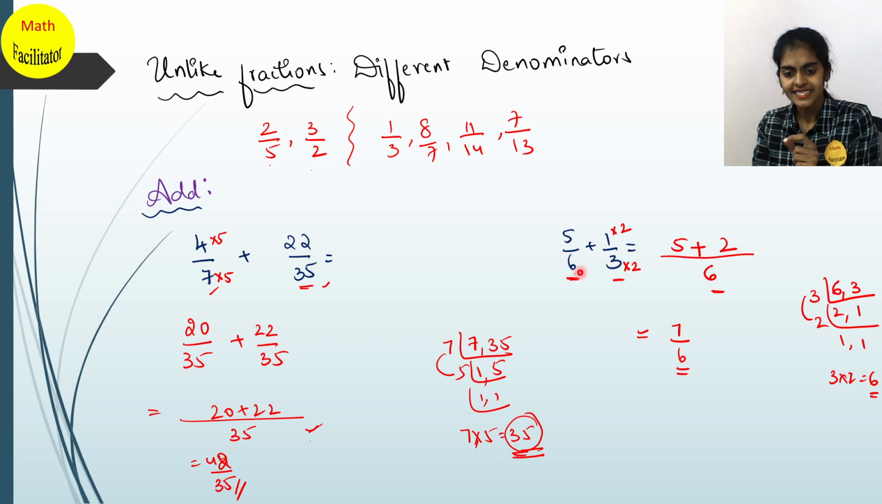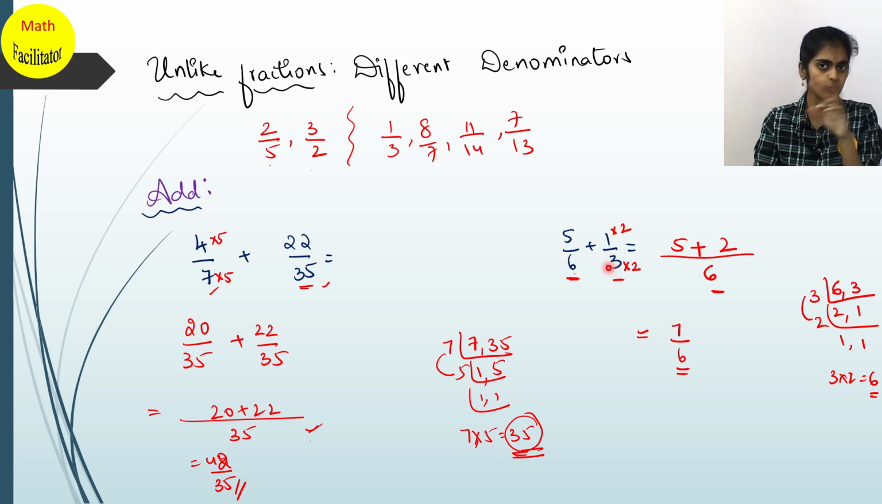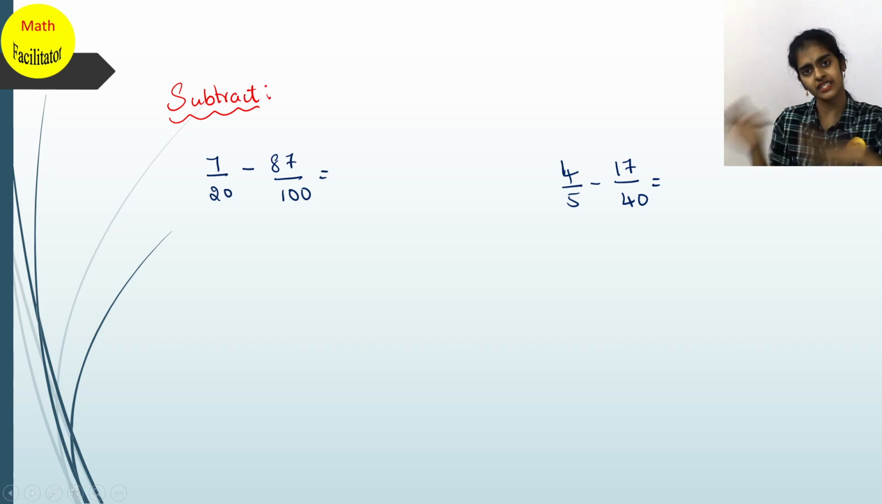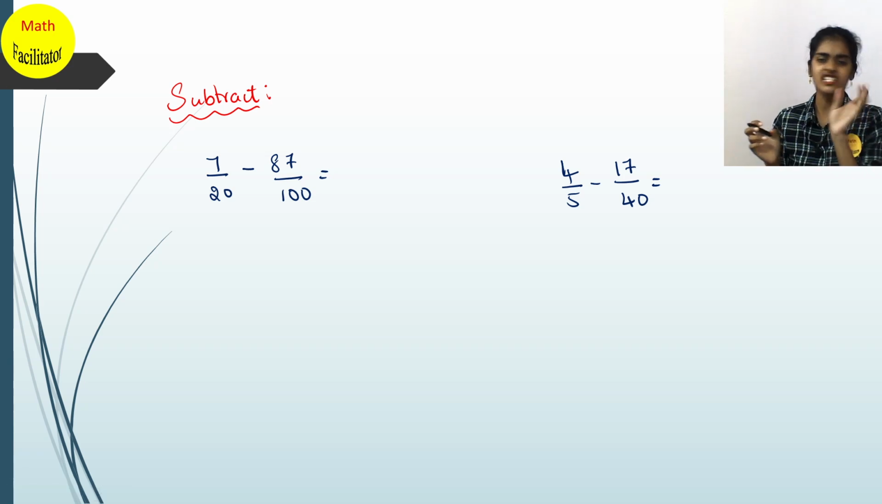Here also you see 6 is divisible by 3, that means you have 6 in the 3 table, 3 2s are 6. So whenever you have it this way, the bigger number will be the LCM. Even without finding the LCM in the rough work, you can directly do it. Clear with this? Let's move on to subtraction. Subtraction is also the same, it's just that the sign changes in between.